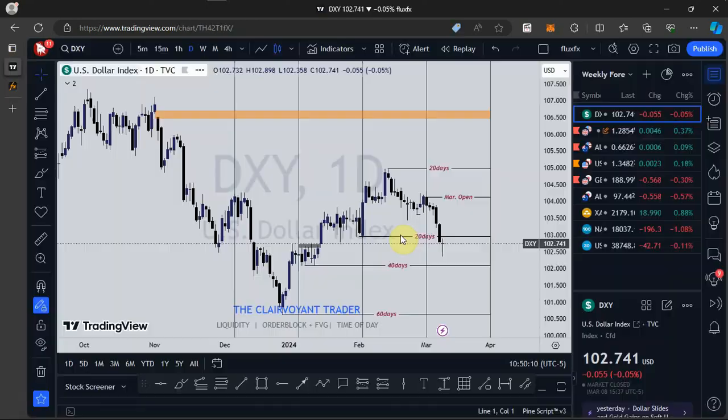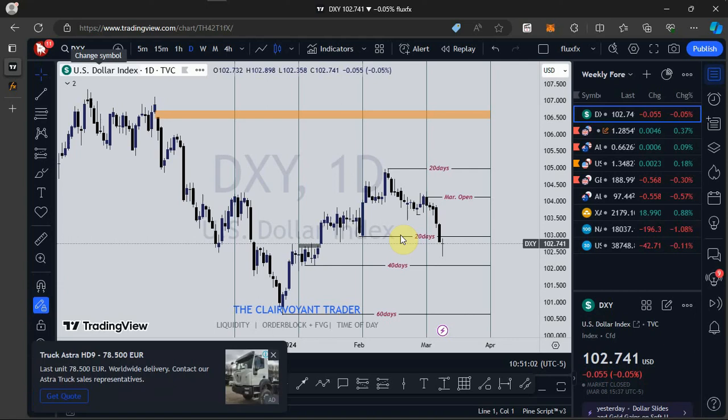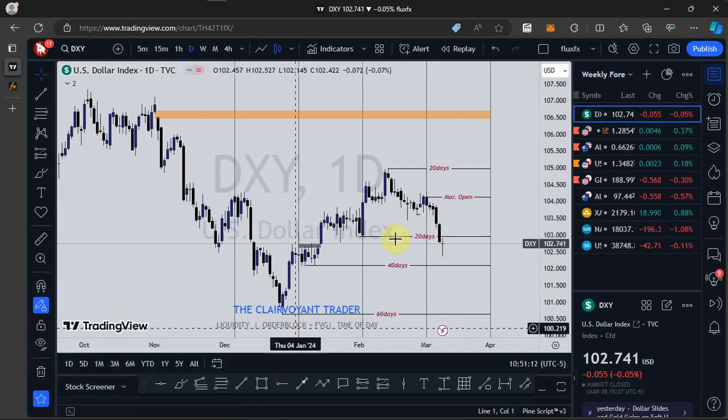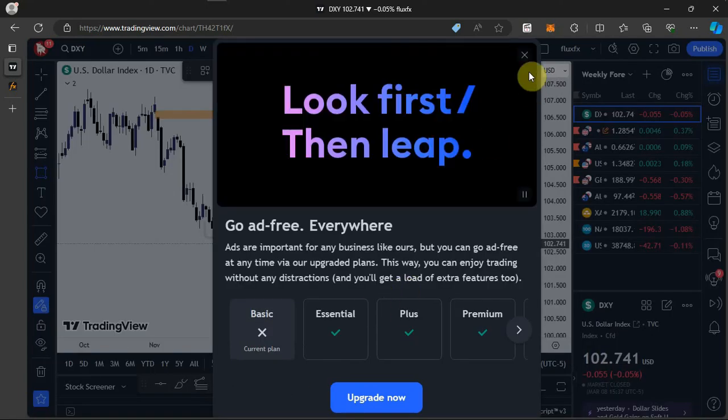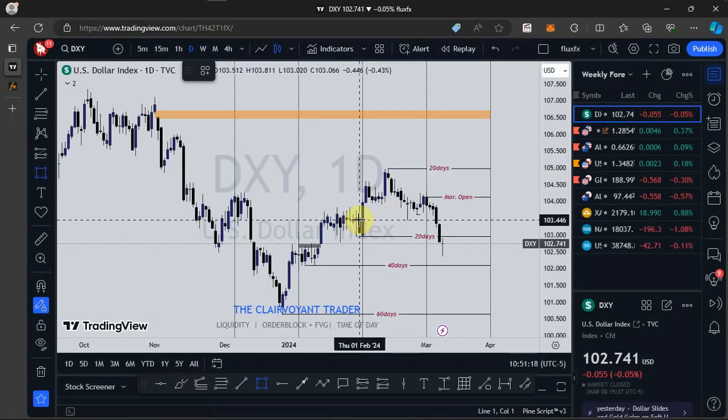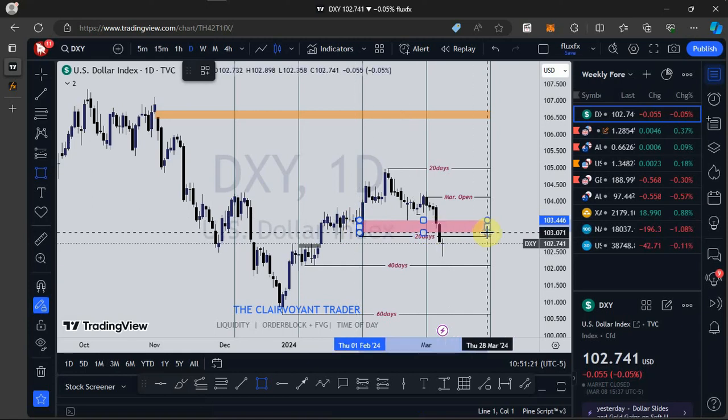We start with the dollar index. So for the dollar index, we've already taken out the previous 20-day low. I told you I wanted to see price move out of this range, and finally we've seen price take out the previous 20-day low. It didn't just take out the previous 20-day low. We've seen a violation of this bullish order block right here.